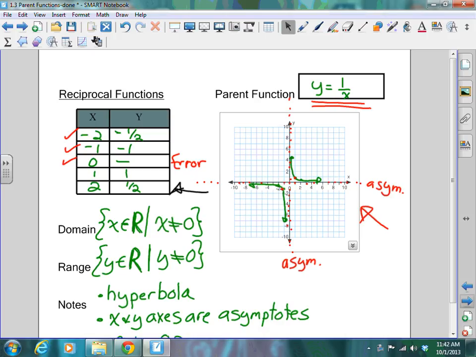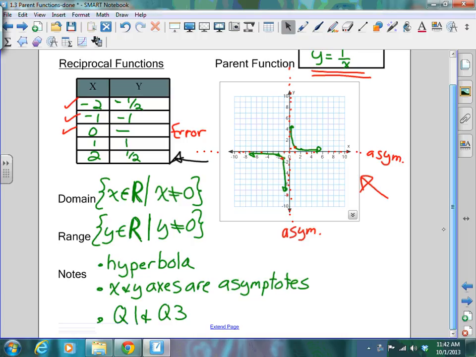Taking a look at domain and range, because there are asymptotes, those asymptotes are our restrictions. So the domain is such that x cannot be equal to 0, and our range is such that y cannot be equal to 0. There's a new term for this. It's called a hyperbola. Its x and y axes are the asymptotes, and it is in Q1 and Q3. So again, fill that in.